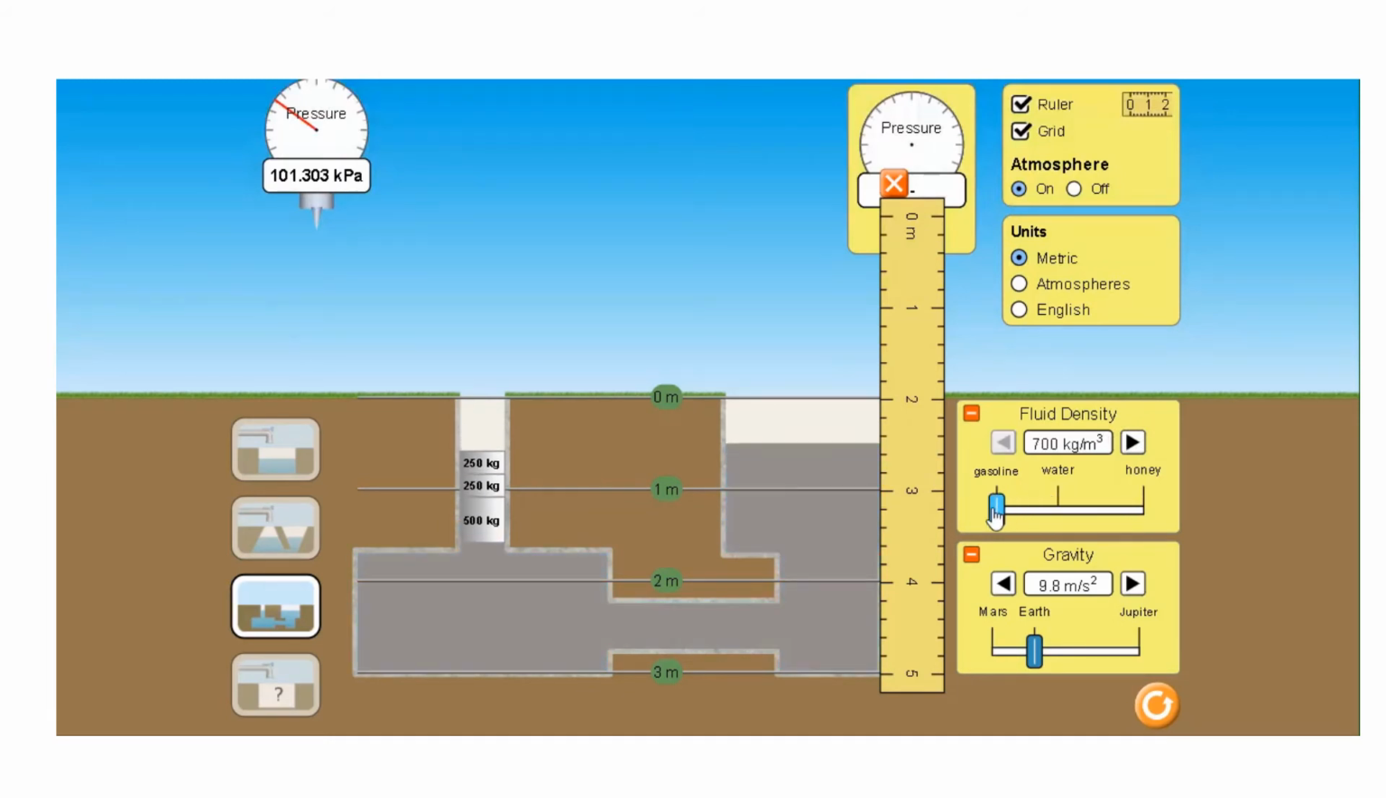But then, if gasoline naman, ito yung worst kasi napakababa ng fluid density ng gasoline kaya hindi niya ma-lift yung 1,000 kg.